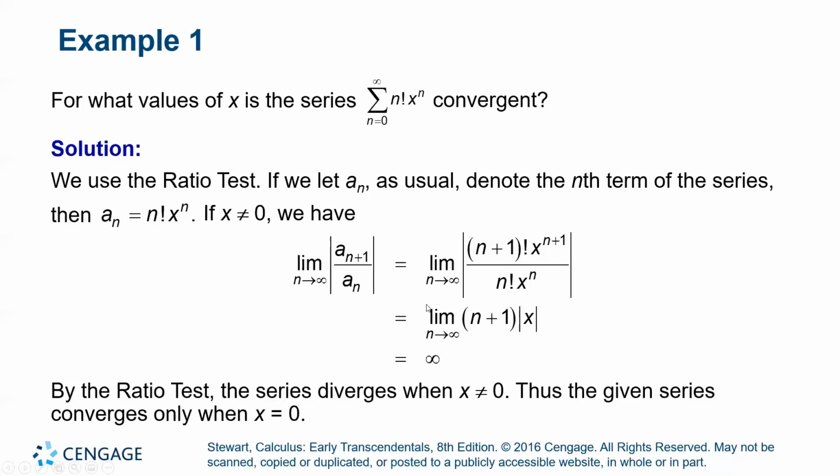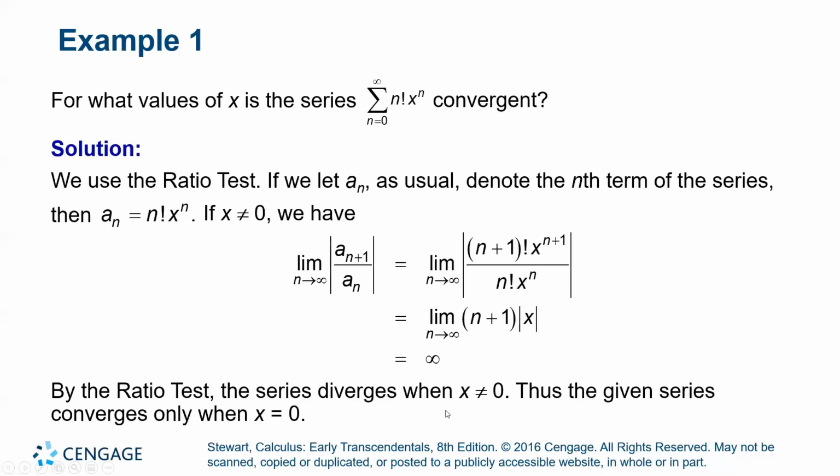Now we can finally apply the limit in the ratio test. As n goes to infinity, what happens to n plus 1? Well, of course, if n goes to infinity, n plus 1 also goes to infinity, which means this limit is infinity, no matter the x. So, by the ratio test, the series diverges when x is not 0.